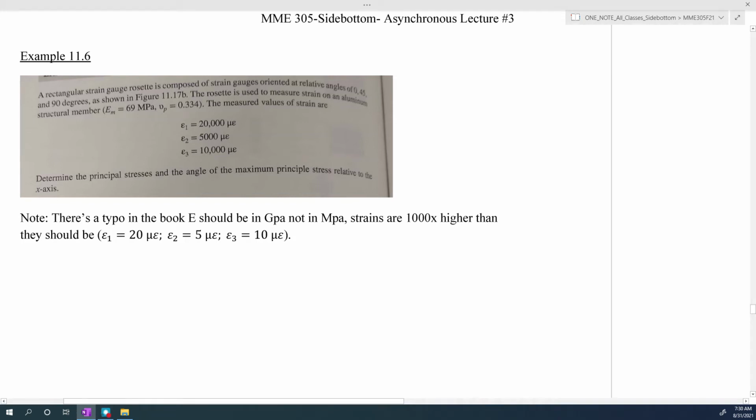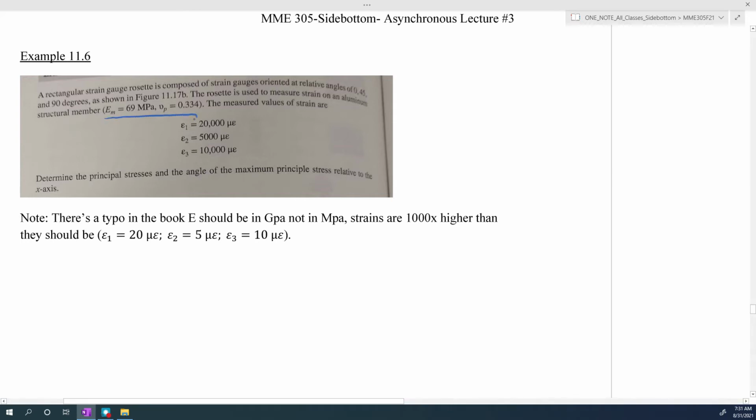So if we use the equations we developed in the last video, we should be able to calculate the principal stresses and the angle relative for the principal stresses using those equations. So in this case, we're given the state of strain.